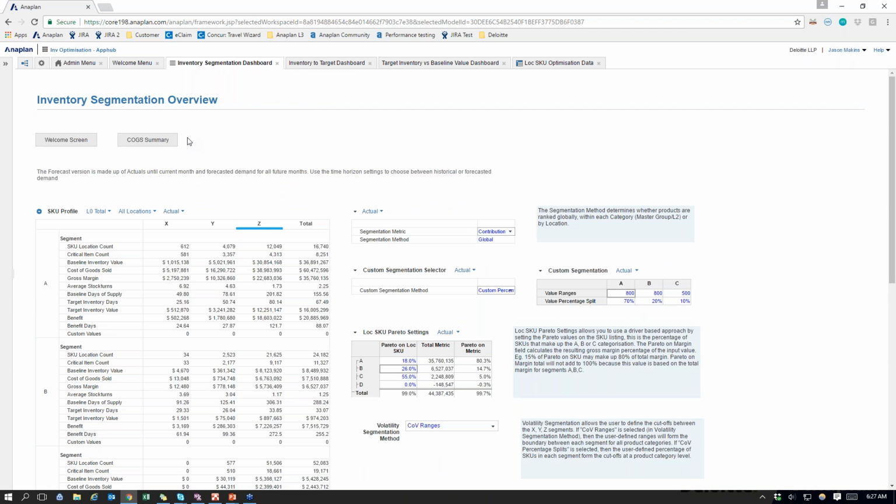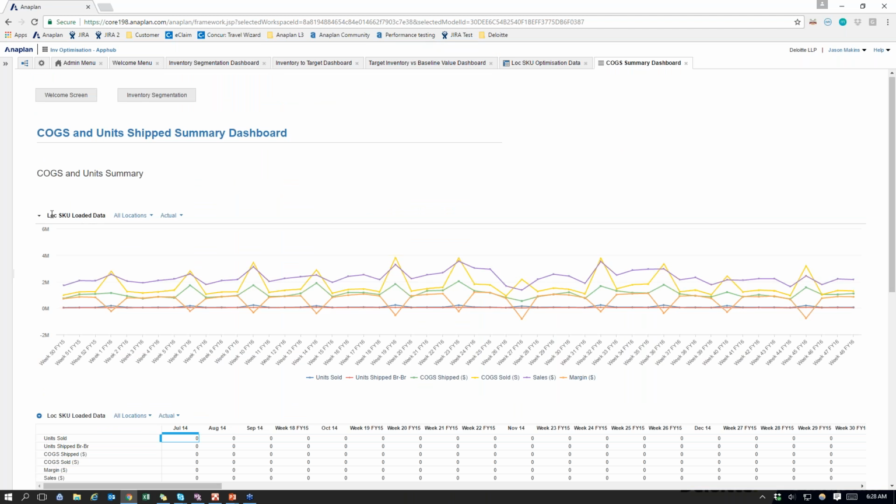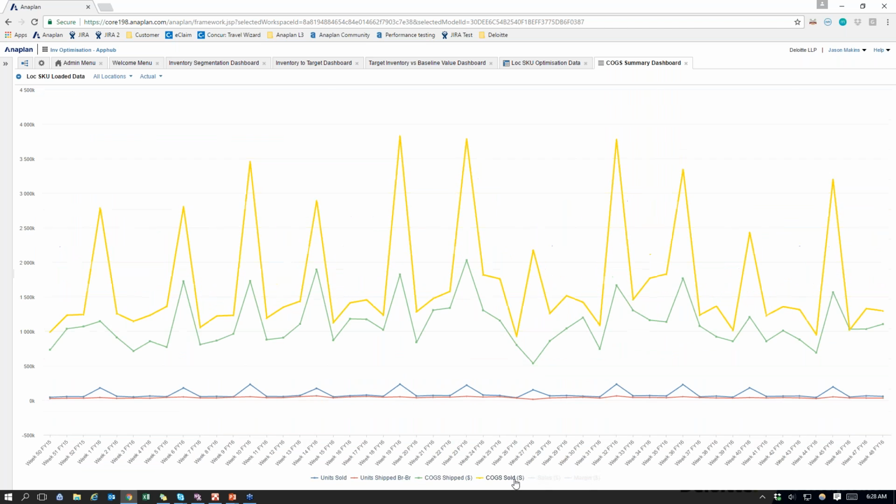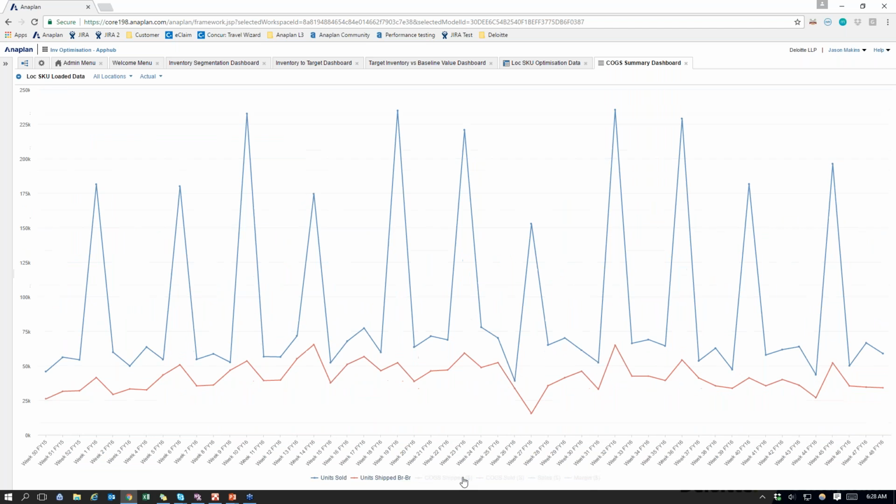I'm going to move over quickly to a bit of a summary dashboard. This one here, I'm going to expand it so it fills our screen. I'm going to turn off some of the noise. I think, for me, this was the first thing I showed the first few times I was working with my clients and taking them through this. This is just a line chart of units sold. So any units I'm selling externally to third parties, outside of the business, and units shipped branch to branch. So these are all the internal shipments.